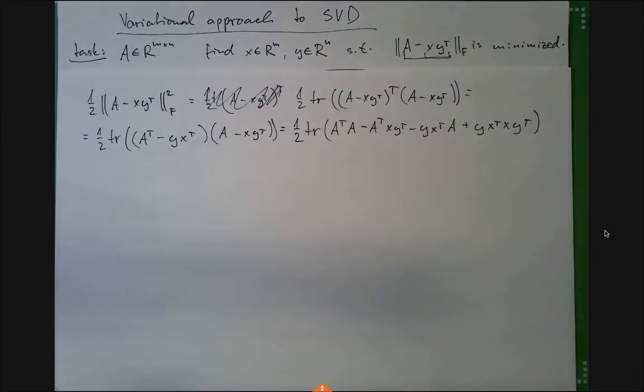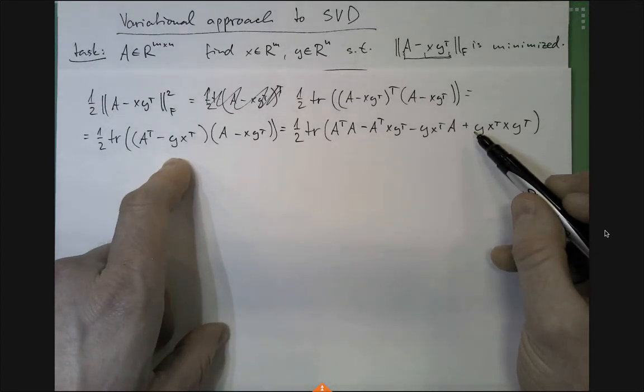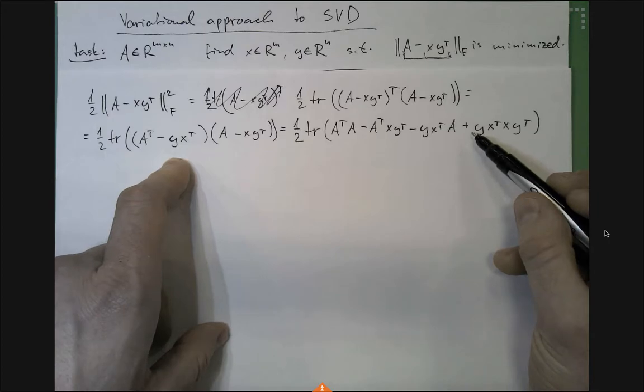Or did I make a mistake? You said minus in the last term. Yeah, there should be plus. What did I say? You said minus. I wasn't sure. Okay, so I meant minus minus.